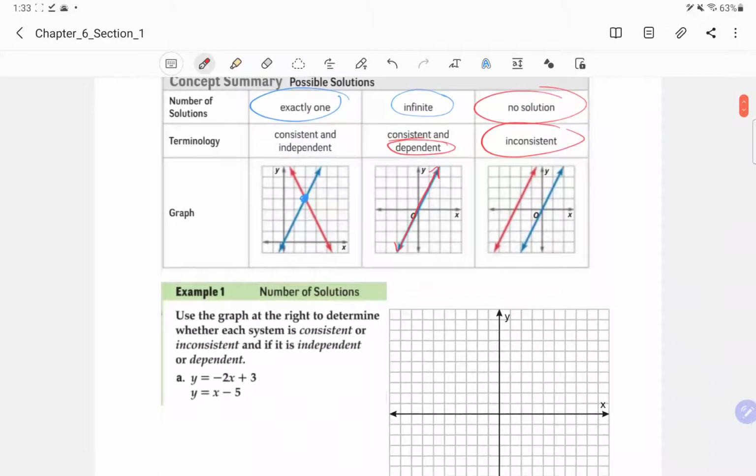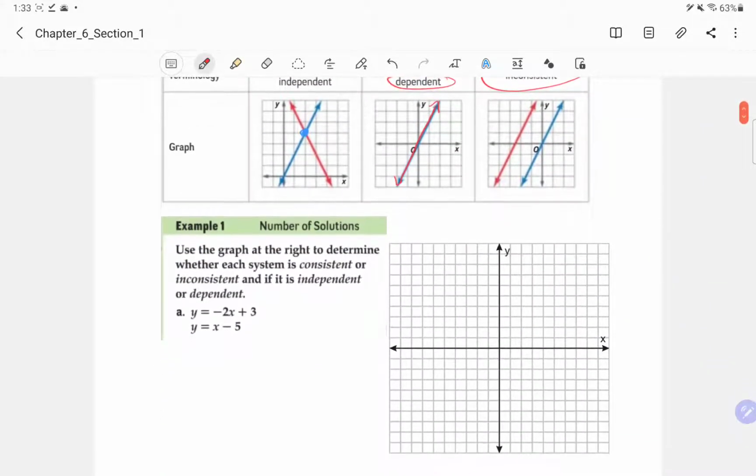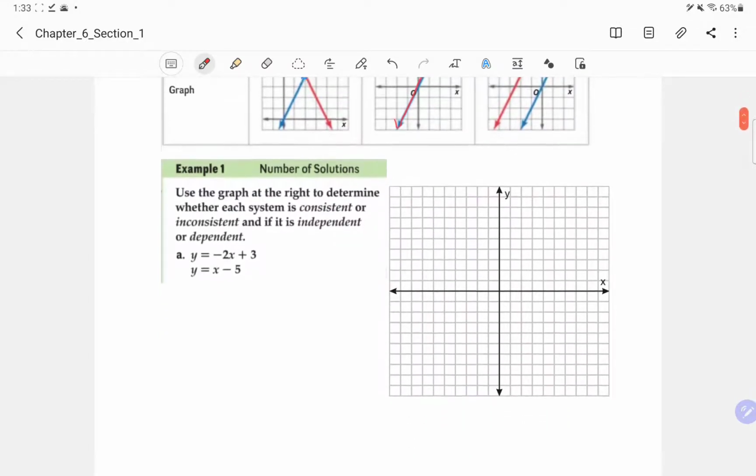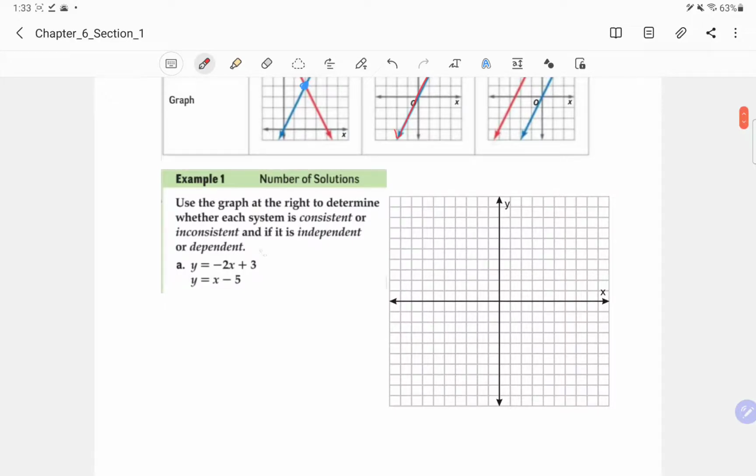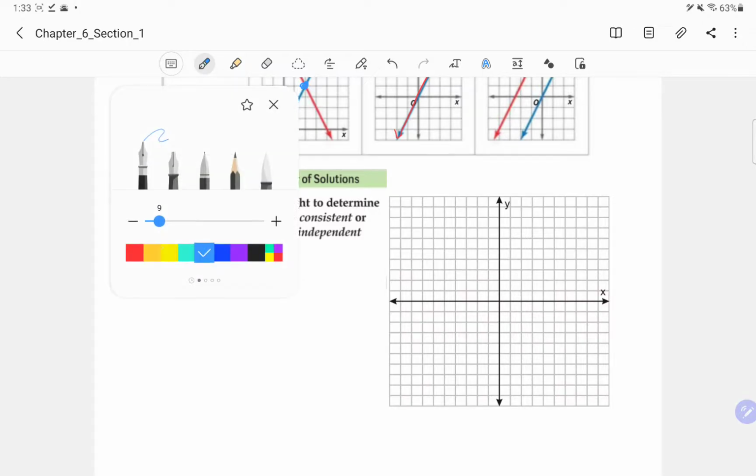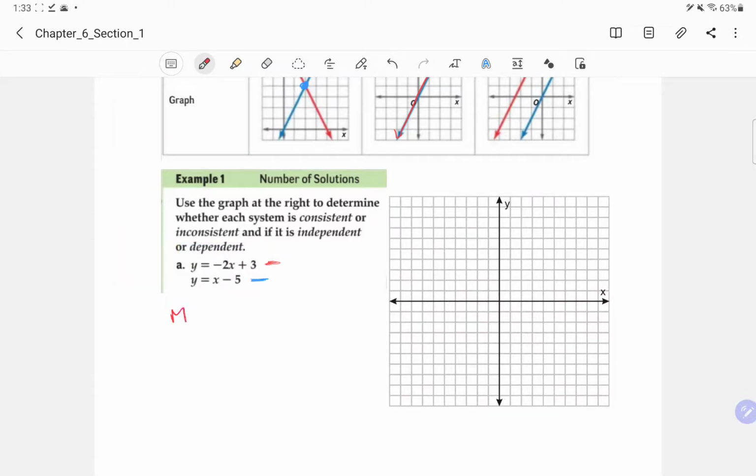Okay? So if we look at example 1, it says use the graph at the right to determine whether each system, so we're just looking at A right now, is consistent or inconsistent, and if it's independent or dependent. Okay? So if I look at A, I'm going to graph both of these lines. I'll graph this one in red, and I'll graph this one in blue. For my red line, my slope is negative 2 over 1, and my B value is going to be 3.